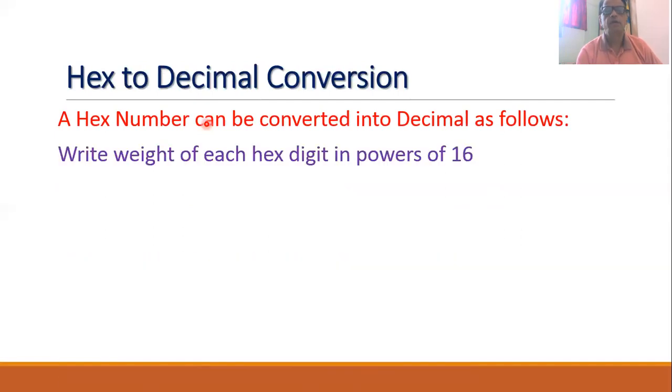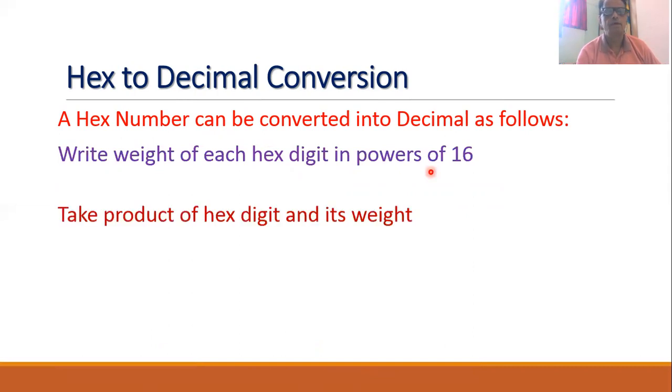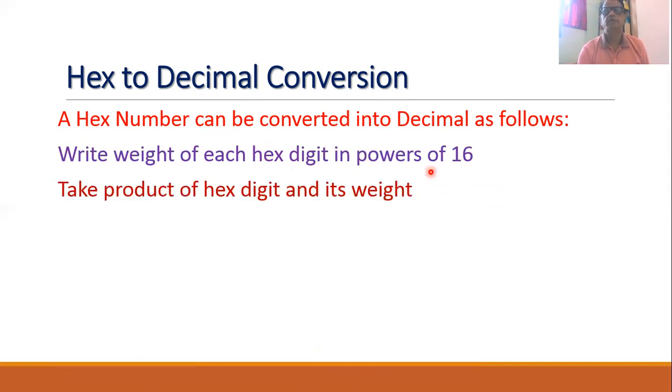Suppose we have been given a hex number. In the first step, you have to write down the weight of each hex digit. We know that the weight of a hex digit is in powers of 16. When we start from the hexadecimal point and move to the left-hand side, the weight goes on increasing. If it contains a fractional part, then from the hexadecimal point to the right-hand side, the weight goes on decreasing.